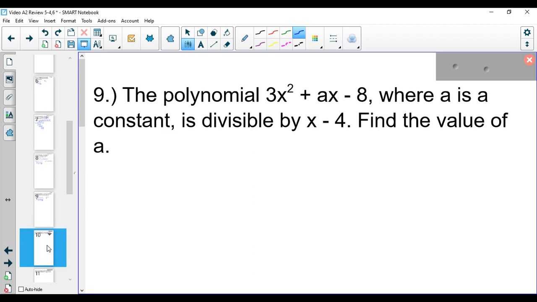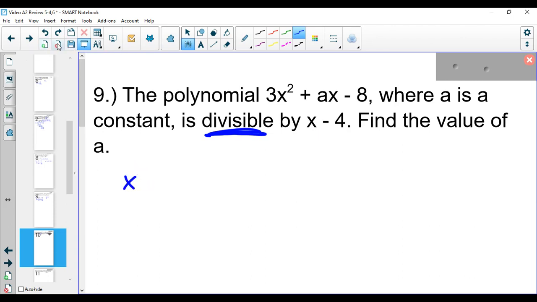Number 9. The polynomial 3x squared plus ax minus 8, where a is a constant, is divisible by x minus 4. Okay, divisible means the remainder is 0 when we divide, and we're going to find the value of a. So let's divide, and we can use synthetic division because it's just an x plus or minus a constant.